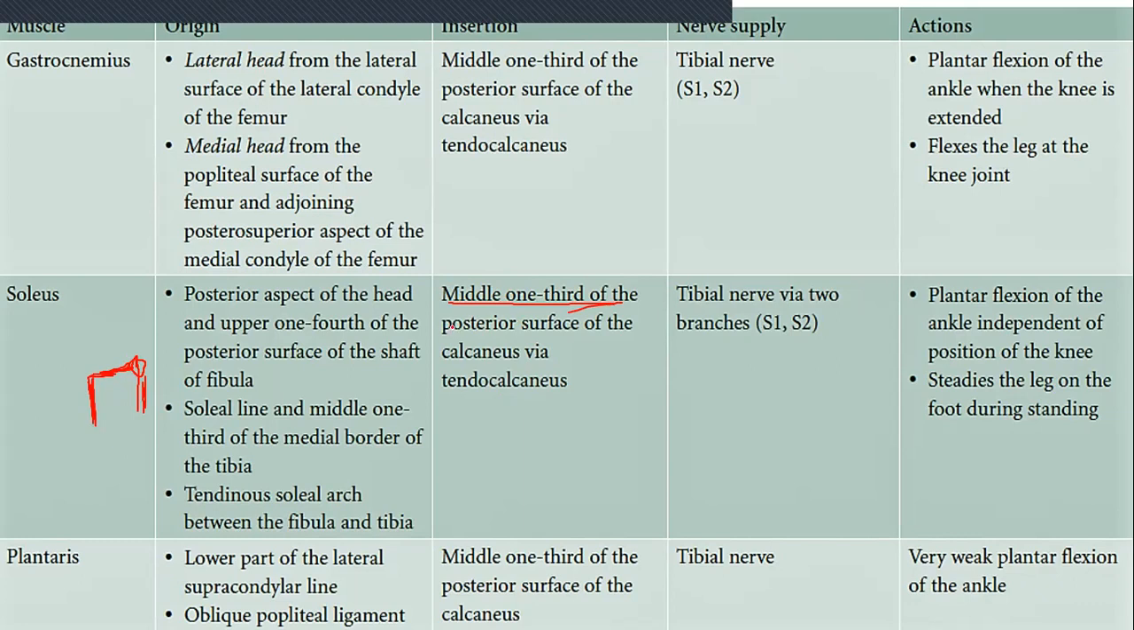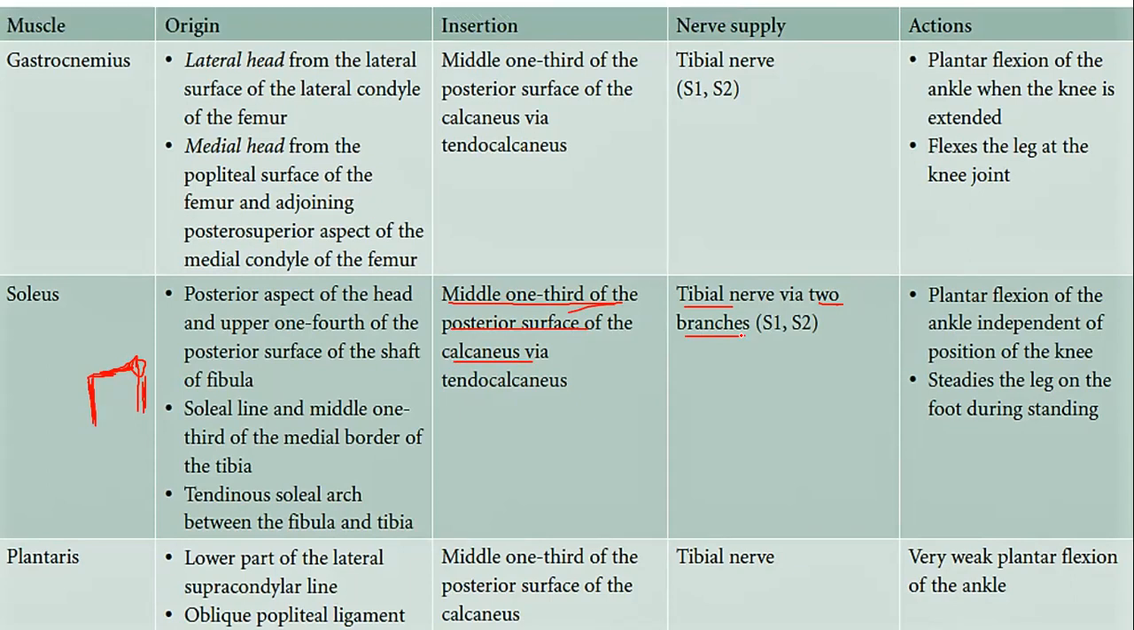into the middle third of the posterior surface of the calcaneus. It is innervated by the tibial nerve, but by two branches. One branch originates from the tibial nerve in the popliteal fossa and supplies it from its superficial surface. Another branch originates from the tibial nerve where it lies in the posterior compartment of the leg and supplies the deep aspect. So it is supplied from both the superficial and the deep aspects.